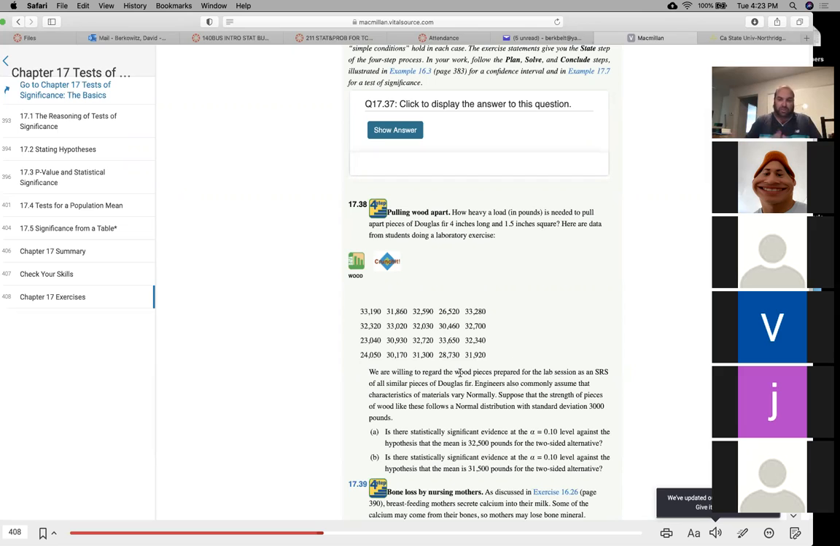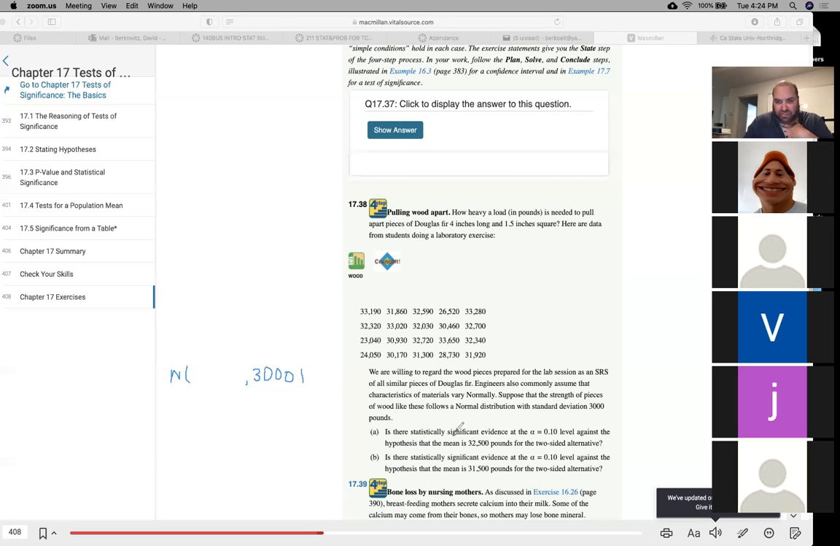Why not? What's so special about this one? Engineers also commonly assume the characteristics of materials vary normally, so we'll just assume it's normal, the other condition. So suppose that the strength of pieces of wood like these follows a normal distribution with a standard deviation of 3,000. So we will assume that we're dealing with a normal distribution with a standard deviation of 3,000 pounds. So blank, 3,000, because we don't yet have the mean.